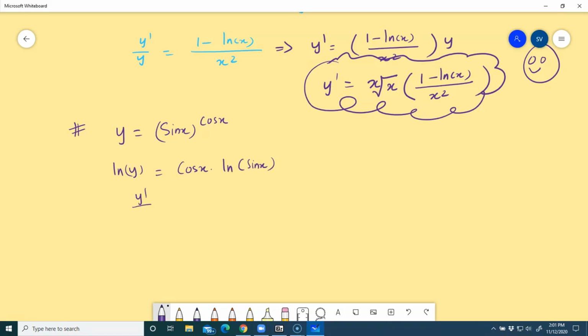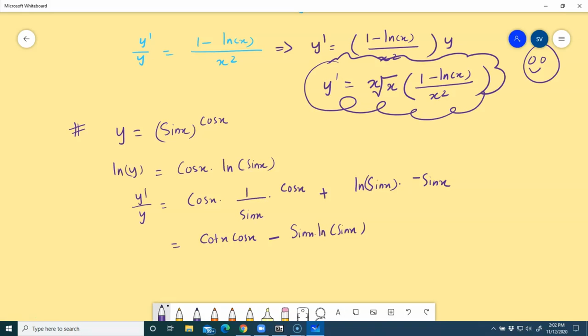So this is y dash over y equal to first into derivative of second, that is cos x into 1 by sine x. What is the derivative of sine x? Derivative of sine x is cos x. Plus second function ln of sine x into derivative of the first. Derivative of the first is minus sine x. So cos x by sine x is cot x. So cot x cos x minus sine x into ln of sine x.